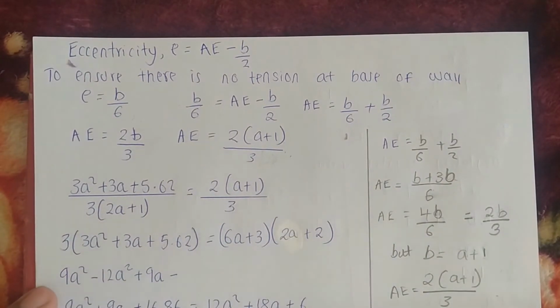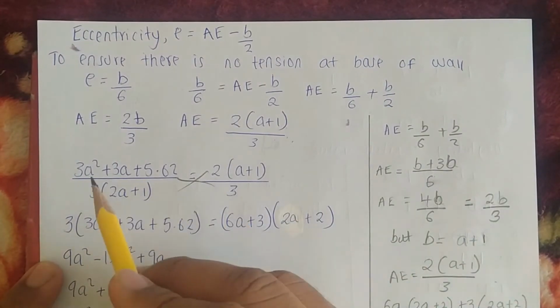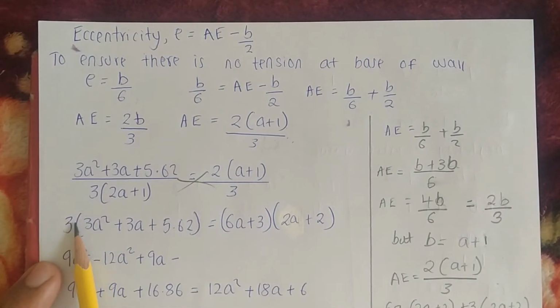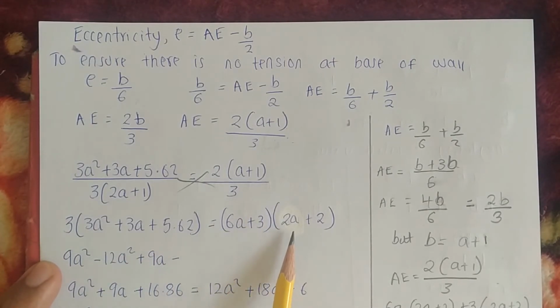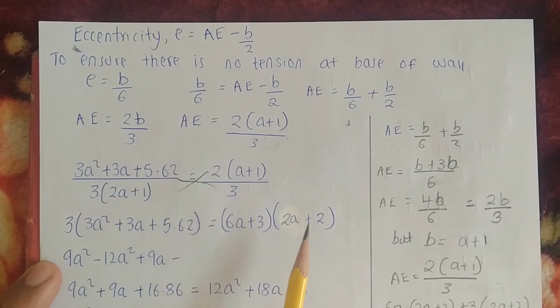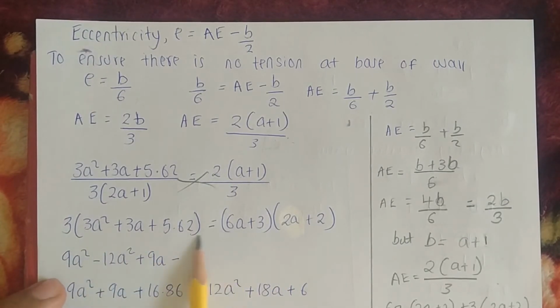And then when you cross multiply, so 3 multiplied by this, and then this multiplied by this. So I'll get 3 into (3a squared plus 3a plus 5.62) is equal to... this is 3 multiplied by 2a, you'll get 6a, and then 3 multiplied by 1, you'll get 3. So 6a plus 3, into (2a plus 2), when you multiply 2 by a, and then plus 2, which is 2 multiplied by 1. So you'll get it as this.